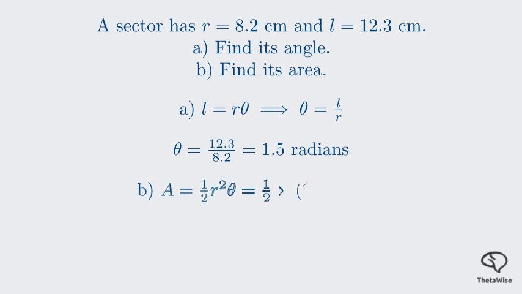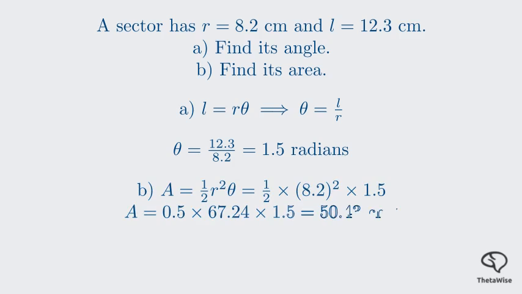Now we can find the area using our new value for θ. A equals 1/2 r squared θ. This is 1/2 times 8.2 squared times 1.5. This calculation gives us an area of 50.43 square centimeters.